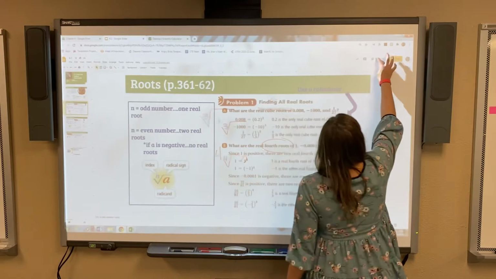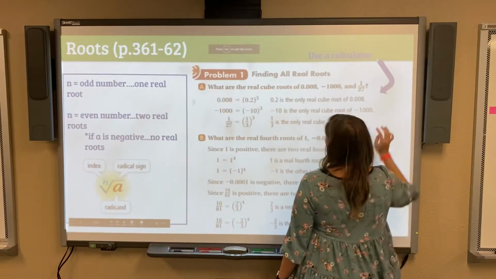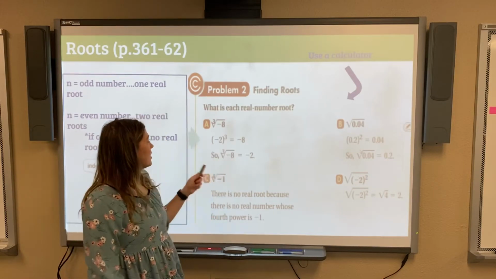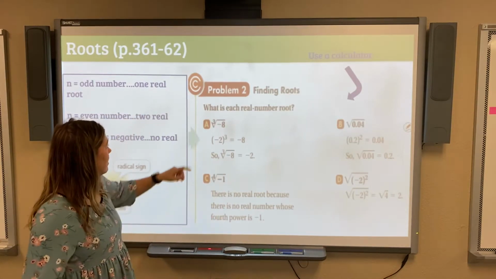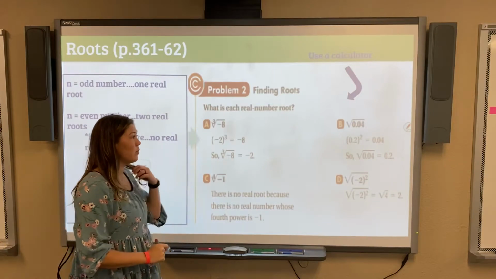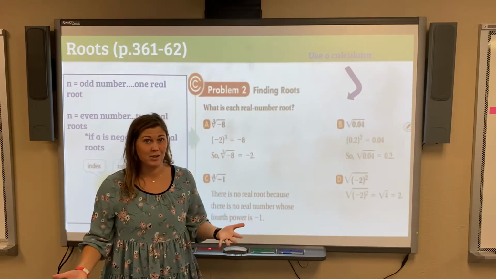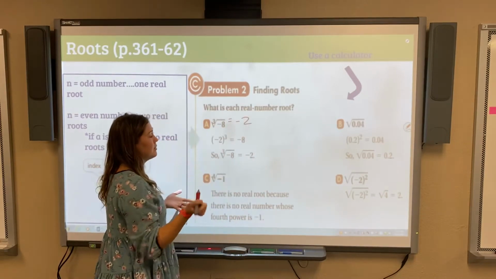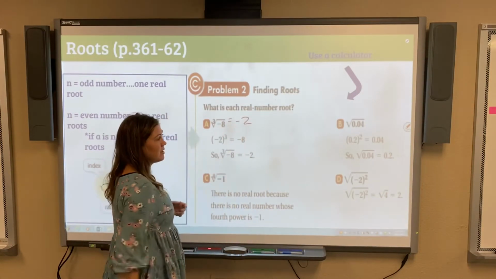So I'm going to make this bigger. Okay, so again, what is the real root of each number? So the cube root of negative 8. So we're trying to find, and we can just literally put this in our calculator. This would be negative 2. Because negative 2 times negative 2 times negative 2 gives us negative 8.